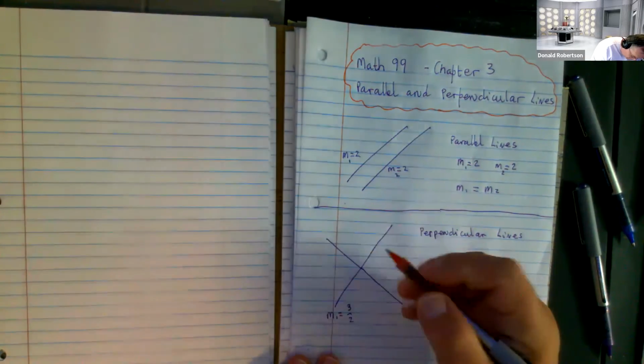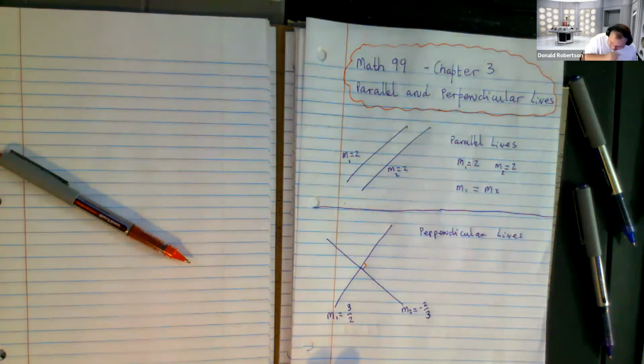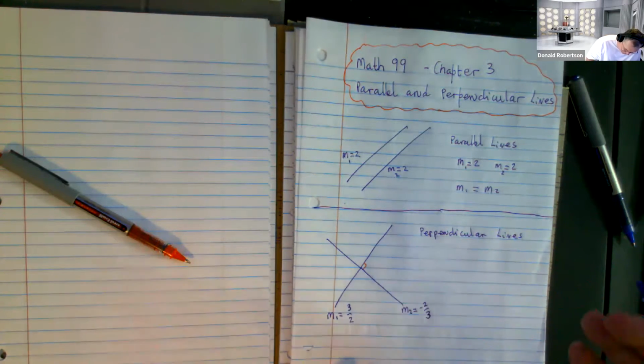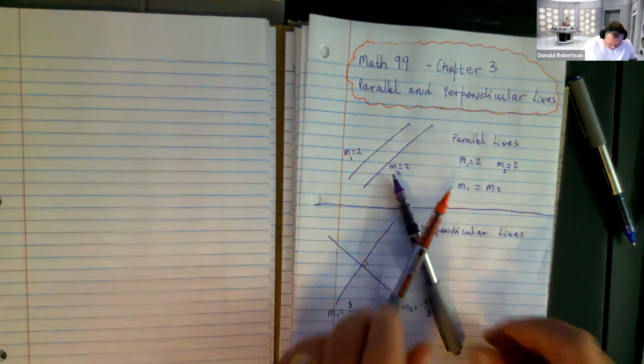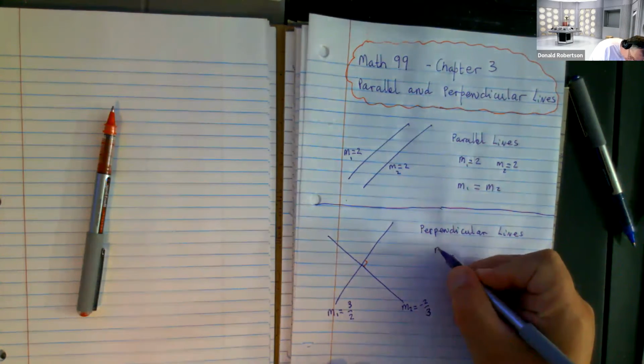Now, when two lines are perpendicular, it means they cross at 90 degrees, as this pair does. So what is the property? How do we check if two lines are perpendicular or not? Because really, can two lines cross at all sorts of angles? Well, the property is rather surprising.